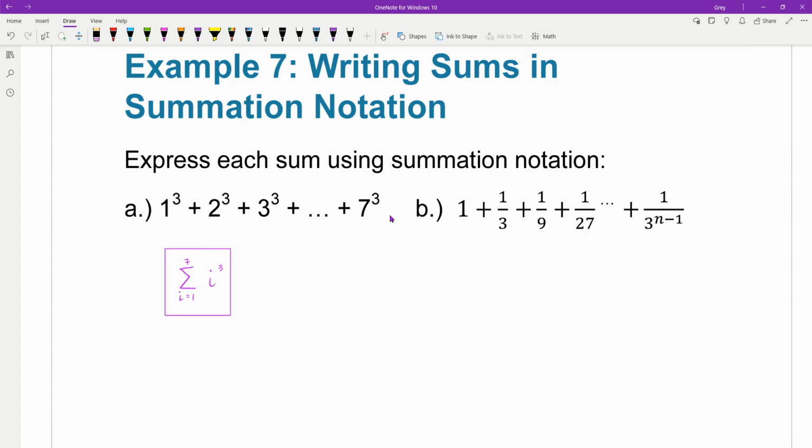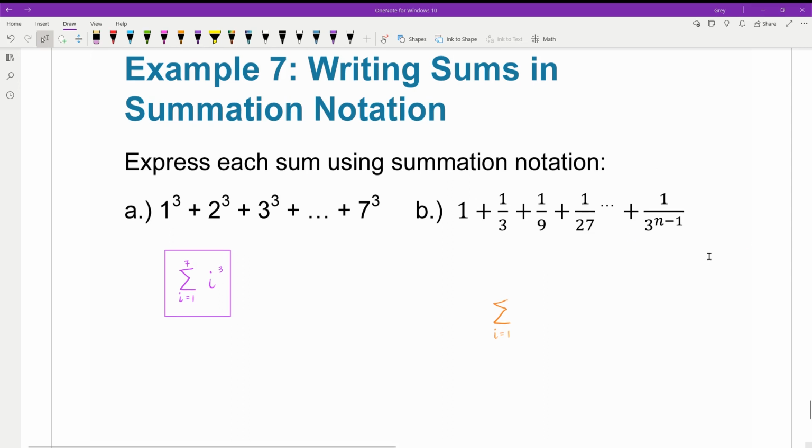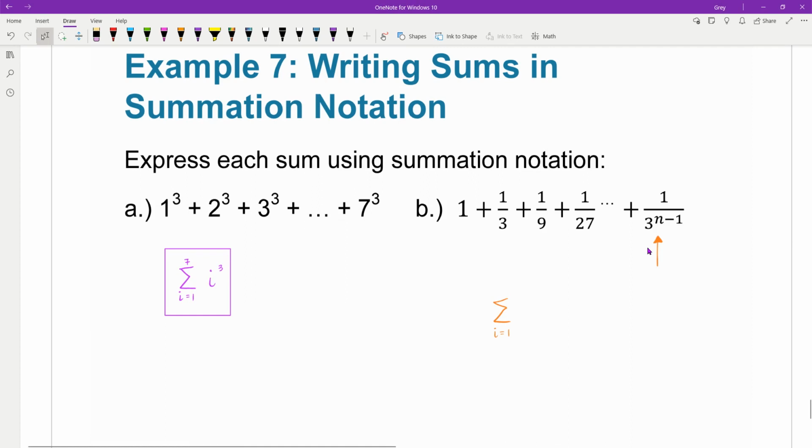All right, look at part B. 1 plus 1/3 plus 1/9 plus 1/27, dot dot dot, 1 over 3 to the n minus 1. Okay, again, I've got a sigma. That's my summation. I'm going to start with i equals 1. And I don't know how many terms there are here. Okay, but I will tell you that if they ever give you something like this, y'all, then that's what you want to use. So that's what I'm going to have as my expression: 1 over 3 to the i minus 1. And you can check it.